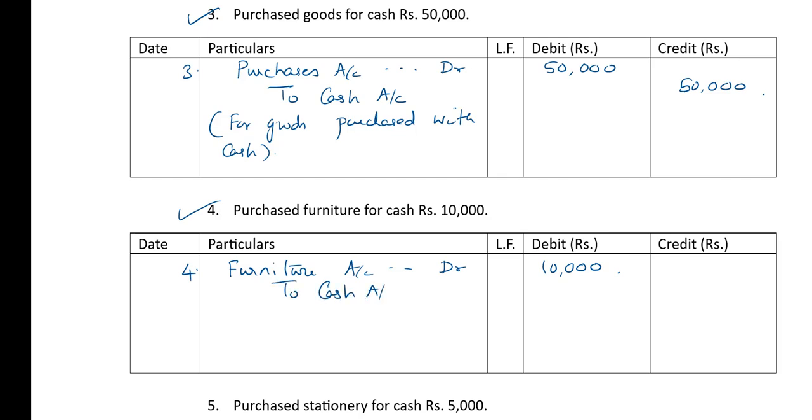The other account involved is cash account. Cash is an asset. There's a decrease in cash of rupees 10,000. So we credit cash account with 10,000 rupees. Narration: for furniture purchased for cash.